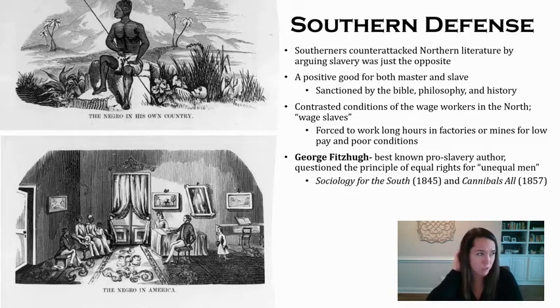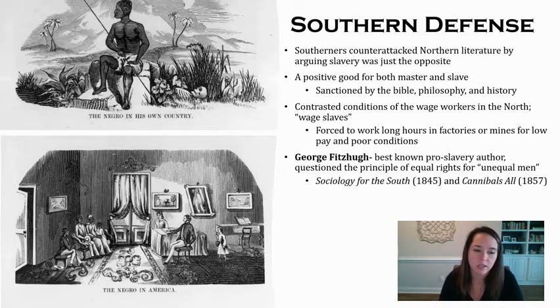Like, what are you going to do if you give them their freedom? Are you going to give those men their voting rights? And people kind of lost their minds. But he considered them unequal men, that they don't deserve it, that they're inferior. Two well-known books were Sociology for the South and then Cannibals All.